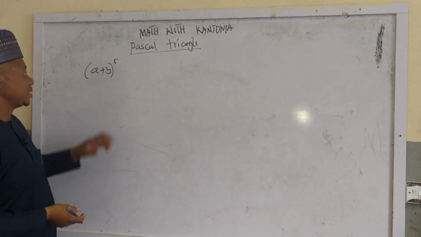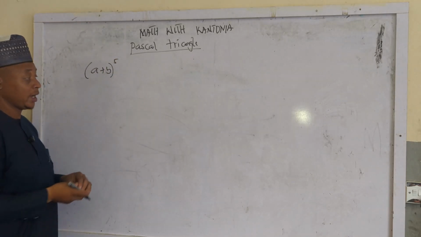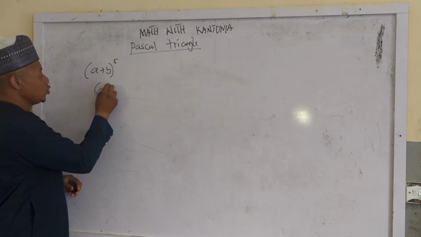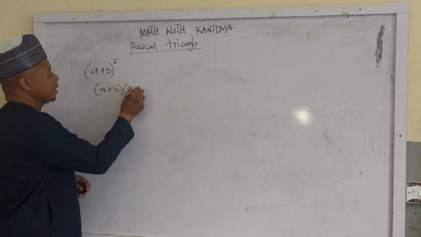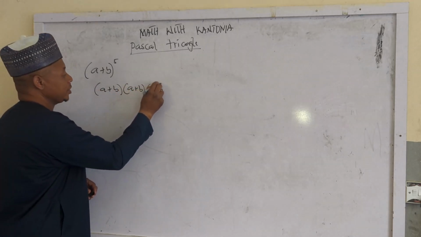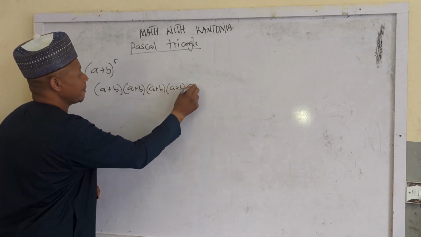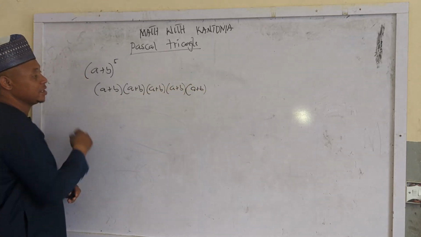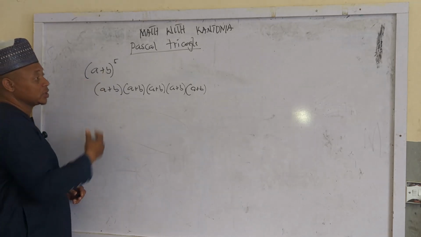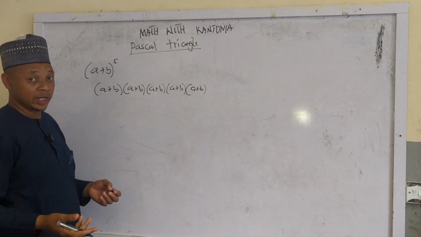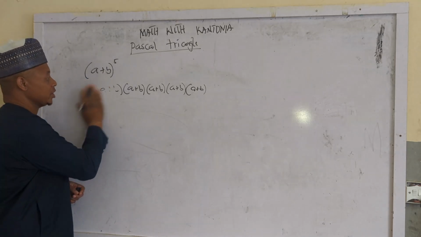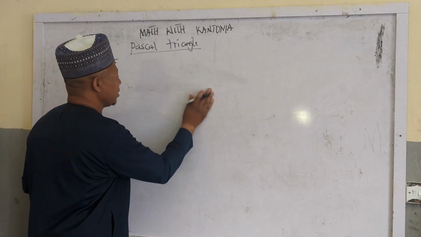We can expand this using a Pascal's triangle, unlike the normal way, where we write a plus b times a plus b, up to five times. So now, instead of expanding it this way, we can easily use a Pascal's triangle to expand the bracket, and use the coefficients of the triangle to expand the bracket.